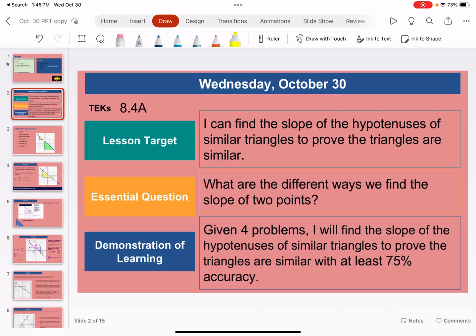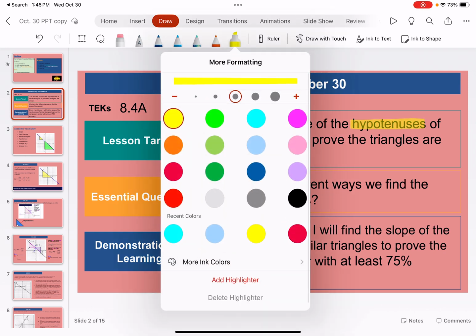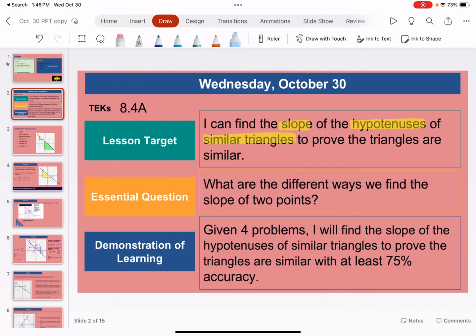Welcome to today's lesson. Our lesson target is I can find the slope of the hypotenuses of similar triangles. To prove the triangles are similar, our essential question reads, what are the different ways we can find the slope of 2 points? So to remind us, the slope is our unit rate of change. And hypotenuses is a new vocabulary word, so we'll get to that word in a second.